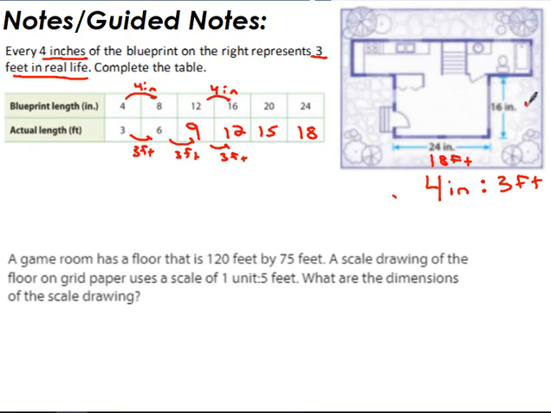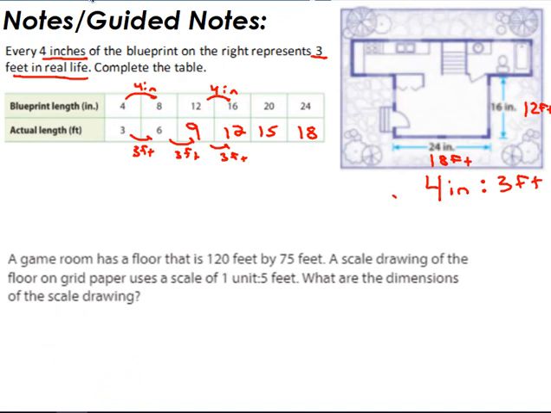Okay. So let's look at another one, and we're going to look at how we will do this without a table. So if I have a game room that has a floor of 120 feet by 75 feet, so it's just a room, and I know that's a bad representation of the room because it's clearly not a square. So I have a rectangular game room.